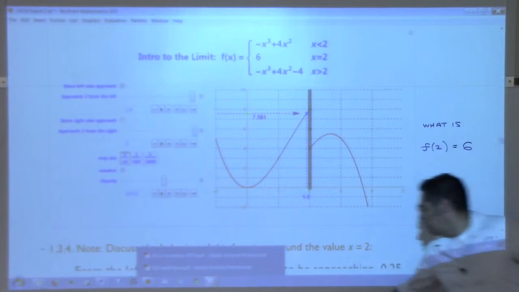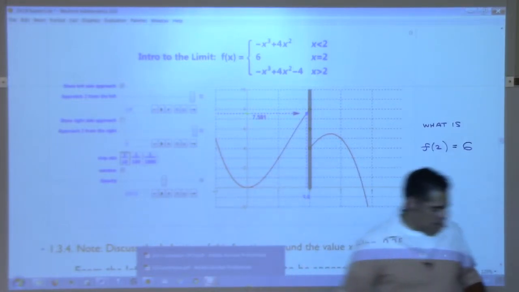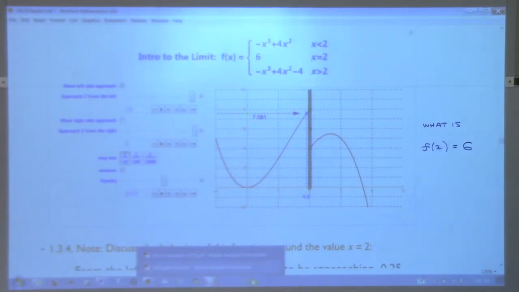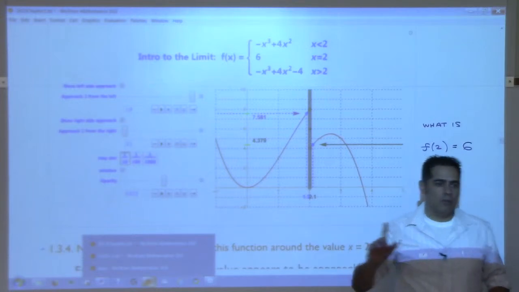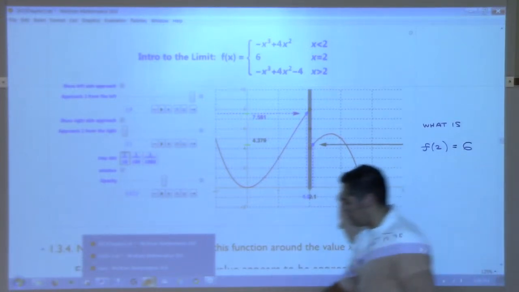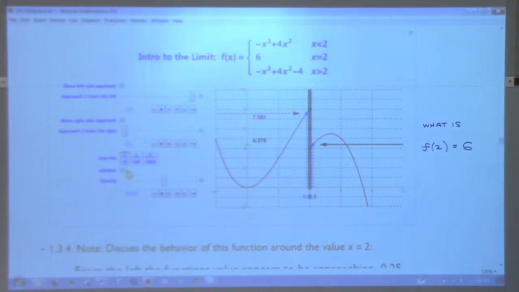Now, Alberto, what about when we come in from the right? From the right-hand side, we're going to go to 4. Everyone see that? We go up, come back down to 4. So I've shown you now, I think this is our third example. In the first example, I think we should go back and take a look at them real quick.